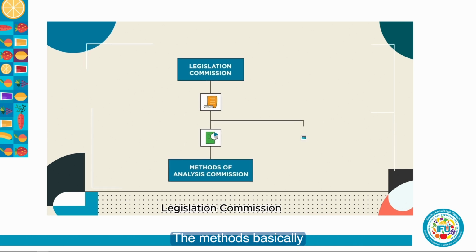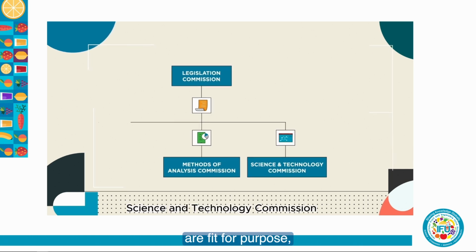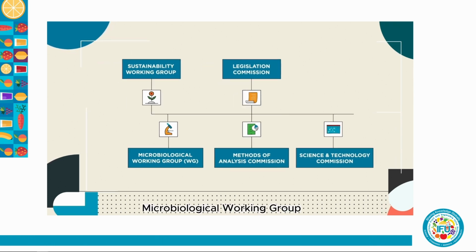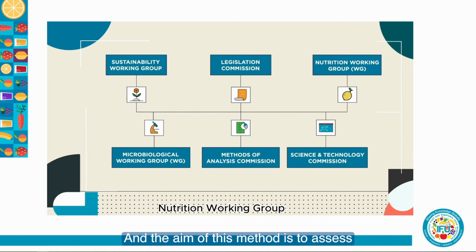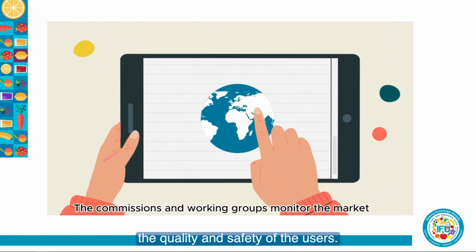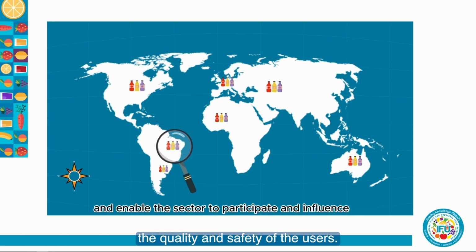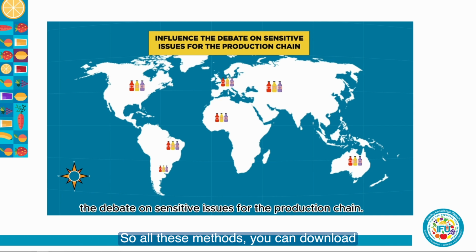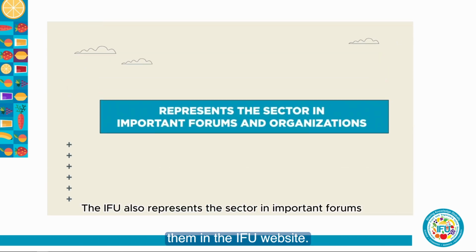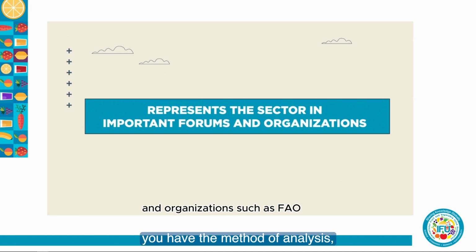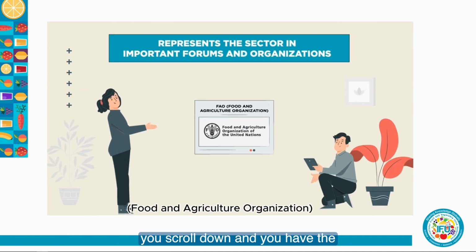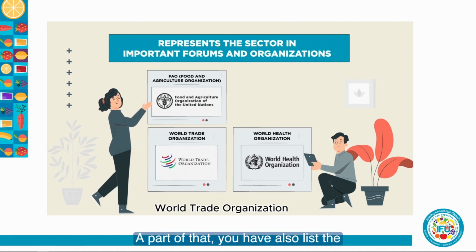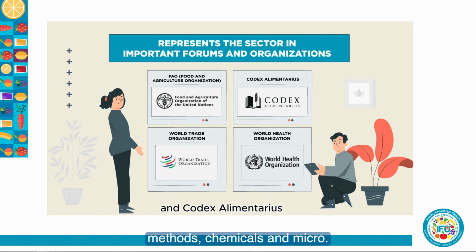So what are the methods? The methods are fit for purpose, defined by a group of experts from the world industry, and the aim of these methods is to assess the quality and safety of the juices. All these methods you can download from the IFU website. You see the website here: you have the method of analysis, you scroll down and you have the microbiology methods. Apart from that, you also have the list of all the methods, chemical and microbiological.